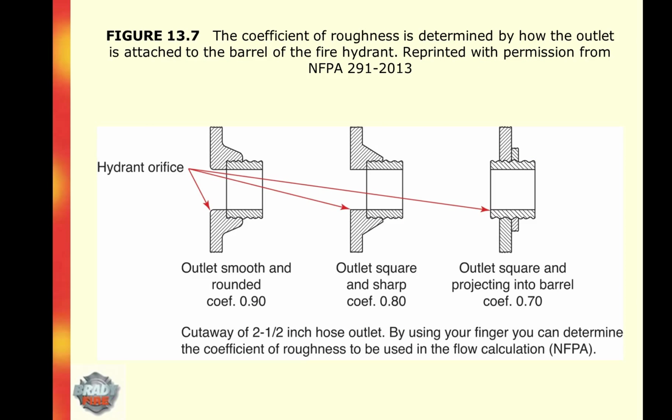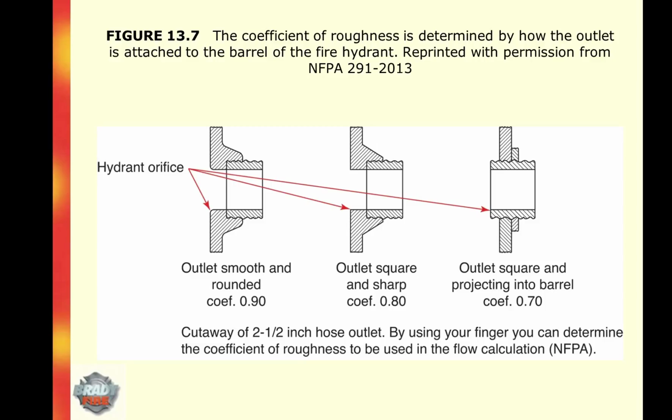Fire hydrants usually have one of the 3 outlet configurations. The outlet type determines the proper coefficient of discharge for the fire hydrant flow calculation. Open the hydrant's 2.5 inch outlets and stick a finger inside to feel the outlet's edge inside the barrel. A smooth rounded inner edge means using 0.9 coefficient in the calculation equation. A sharp square edge will use a 0.8 coefficient. A lip that projects into the barrel will use a 0.7 coefficient.